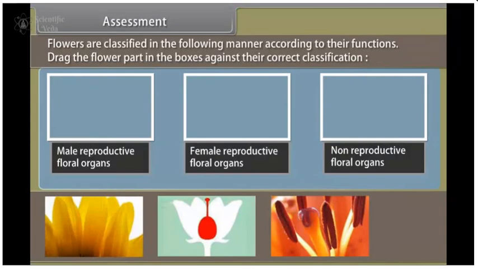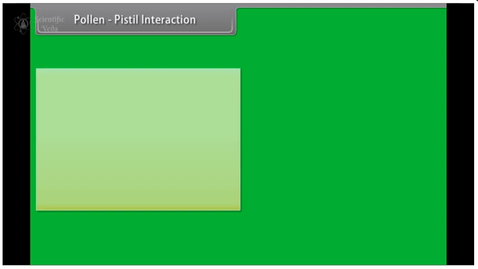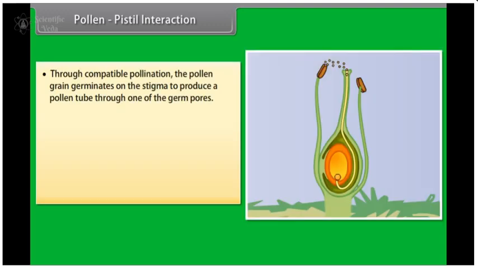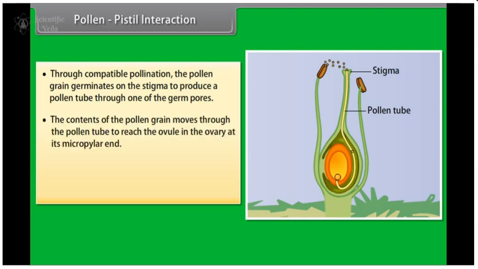Before proceeding further, let us know how much you have learnt. Pollen-pistil interaction. Through compatible pollination, the pollen grain germinates on the stigma to produce a pollen tube through one of the germ pores. The contents of the pollen grain move through the pollen tube to reach the ovule in the ovary at its micropylar end. Pollen tube then enters one of the synergids through the filiform apparatus.